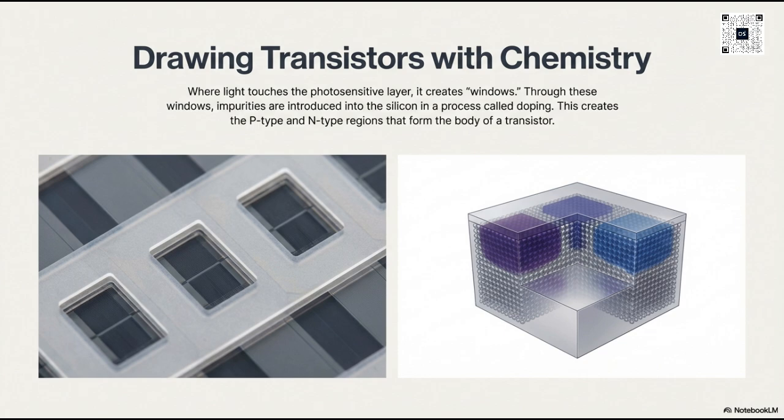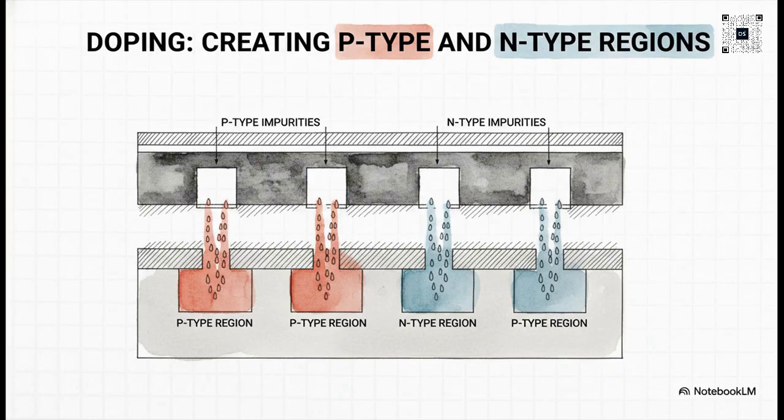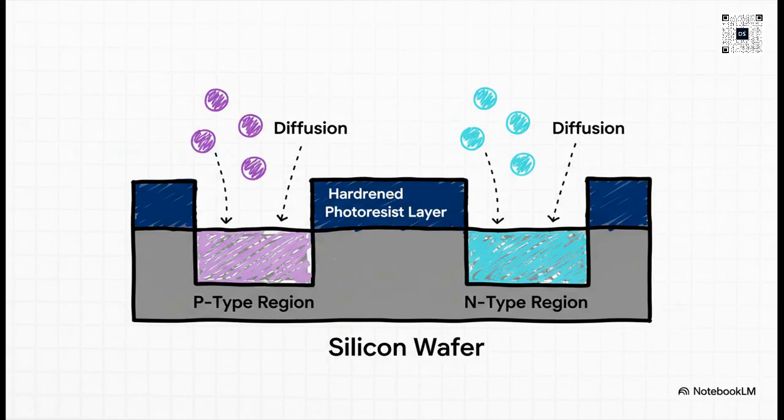Okay, so you've opened these little windows down to the bare silicon, right where you want your components to be. Precisely. And now through those windows, you perform the next critical step, which is called doping. Doping? What's that? It's where you intentionally introduce specific impurities, tiny amounts of other elements like boron or phosphorus, into the pure silicon crystal. Why do that? Because pure silicon is just a semiconductor. By doping it, you create distinct regions, p-type for positive and n-type for negative. These chemically altered zones with different electrical properties are the body of the transistor.